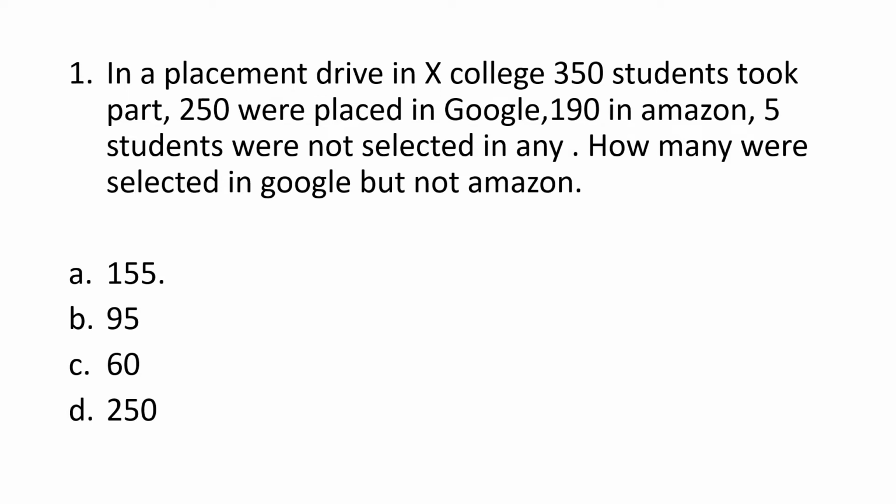After getting the A intersection B, you find out how many were selected in Google but not Amazon. So A minus A intersection B gives exclusive A. So 250 minus 95 will be the answer, and our answer will be 155. This is the answer. I hope you guys have understood. If you have any kind of doubts, please comment under the video.